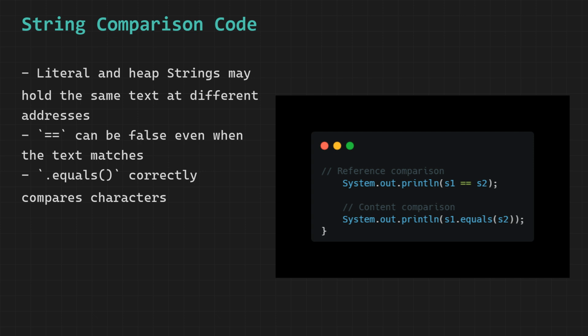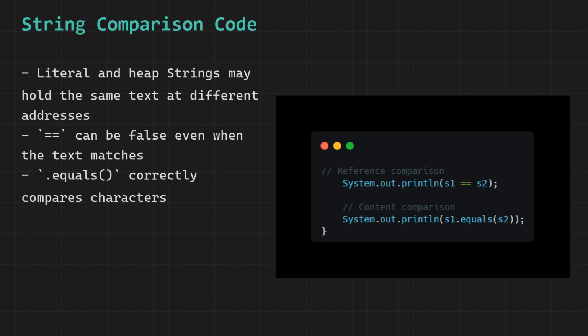The second print statement uses the equals method to compare S1 and S2. The equals method is a content checker. It does not care about memory addresses at all. It opens both objects and compares the characters inside one by one. Both S1 and S2 contain the exact same sequence of characters, hello. Since the content is identical, the equals method returns true. The output is false on the first line and true on the second line.